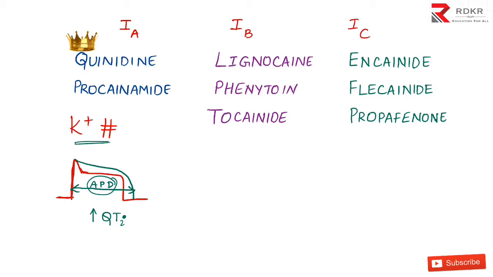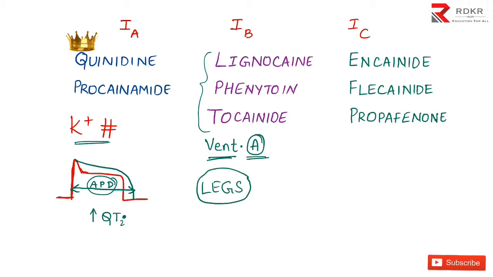And about the 1B, the servants group, the legs, fans and topi. They are all used in ventricular arrhythmias. So in ventricular arrhythmias, all are used, but especially the legs. The legs is lignocaine. The legs on lignocaine is the drug of choice in most of the arrhythmias.